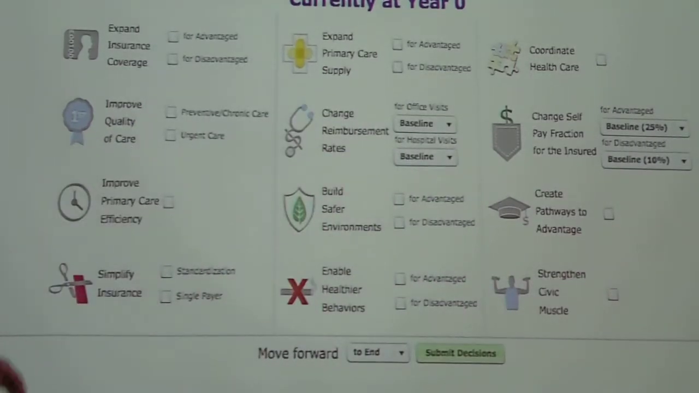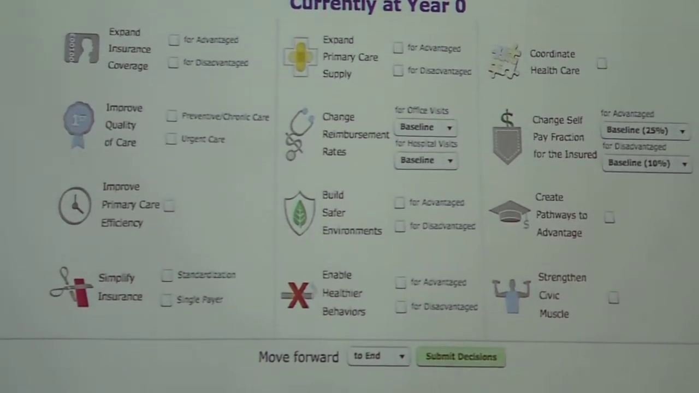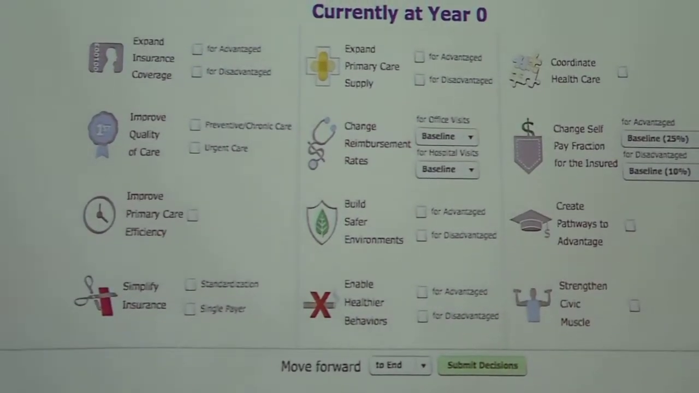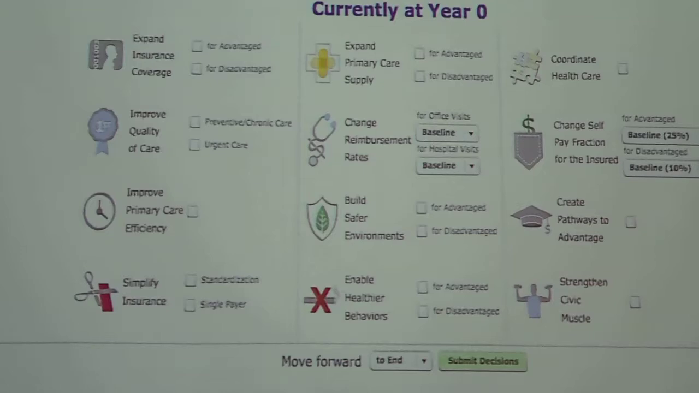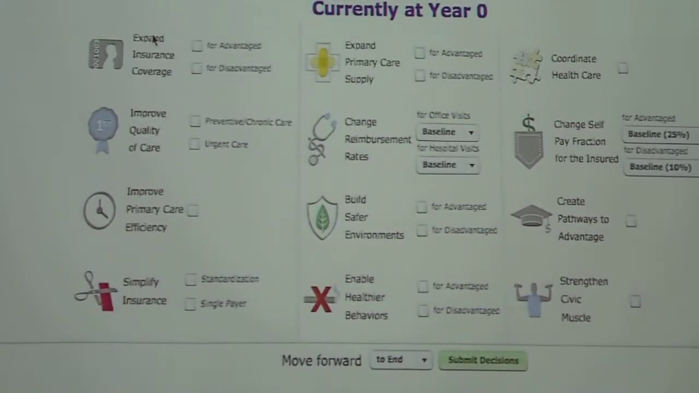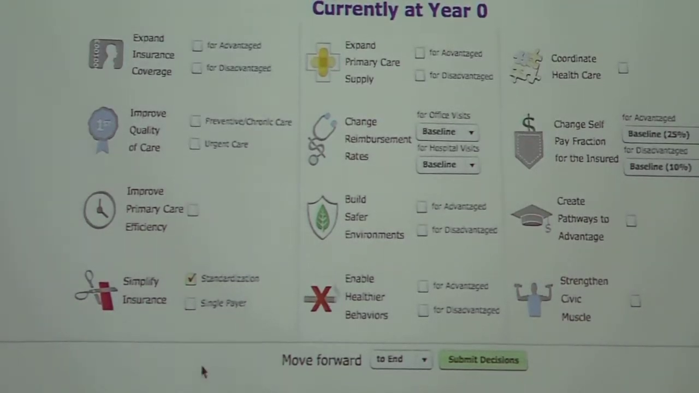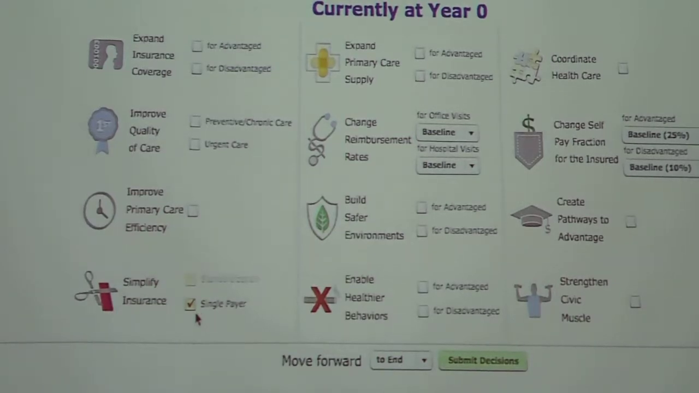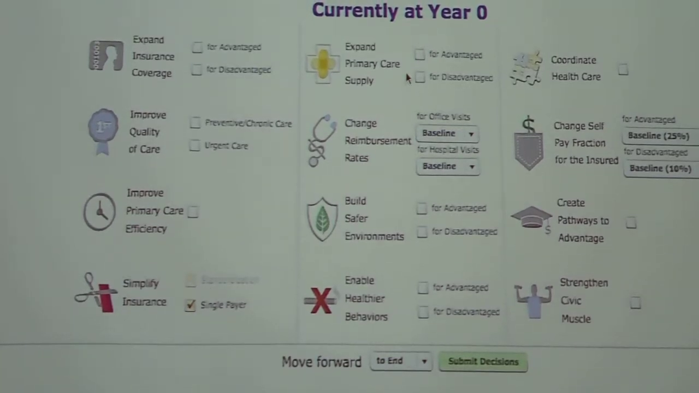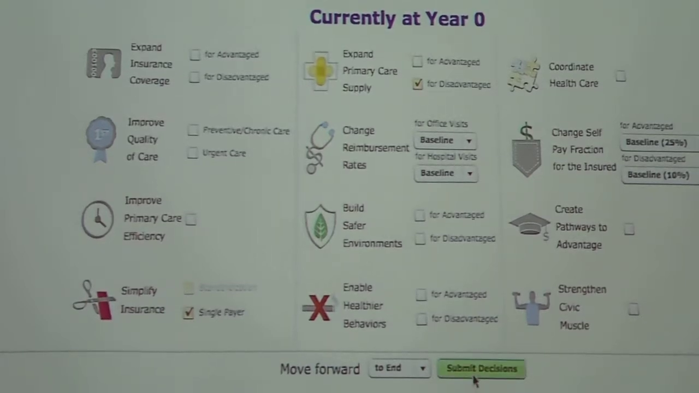So you could expand insurance coverage, or change reimbursement rates for doctors, or enable healthy behaviors, or simplify insurance and go to single payer. If only we could do that. But anyway, in this simulation, you make these decisions. You say, well, what would happen if we simplified insurance by going with standardization, or if we went with single payer, which obviously implies standardization? What would happen if we expanded primary care for disadvantaged people? Well, we could submit those decisions.